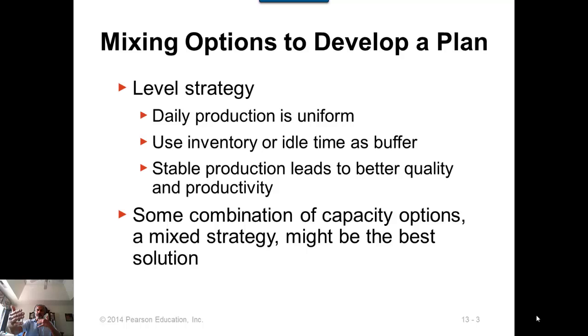So some combination of capacity options and mixed options might be the best solution. Level strategy is at one extreme, where you don't do any hiring or firing, and have a stable production rate. On the other extreme, you have lots of hiring and firing, and your production matches your demand. So that's chase. Chase is at one extreme and level is the other extreme. Generally speaking, these two are theoretical strategies, or you compute your production plans using these two strategies more as a kind of mile marker. So you have two bounds, if you will: this is chase and this is level.